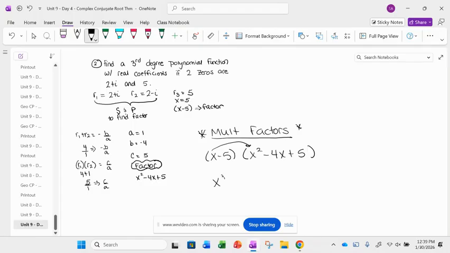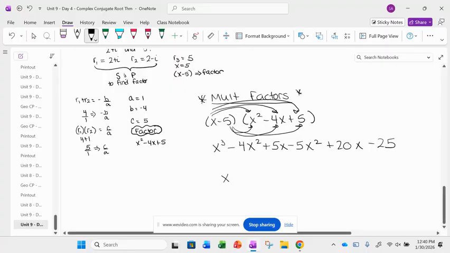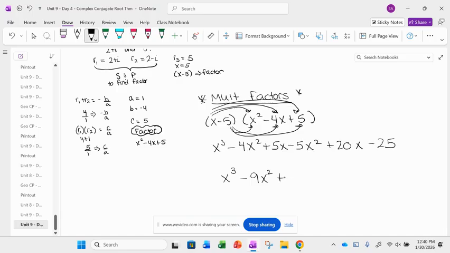x times x squared is x cubed. x times negative 4x is a negative 4x squared. x times 5 is 5x. Negative 5 times x squared is a negative 5x squared. Negative 5 times a negative 4x is a positive 20x. And negative 5 times a positive 5 is a negative 25. Let's combine our like terms. x cubed minus 9x squared plus 25x minus 25.